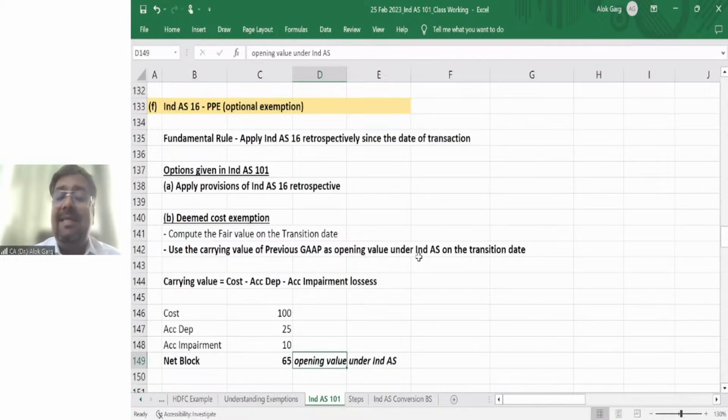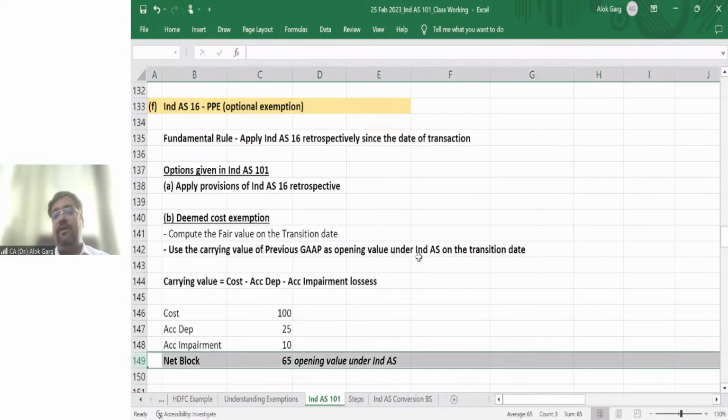So if the company is availing the deemed cost exemption and is taking the carrying value under previous GAAP as the opening value under Ind AS, then if subsequently there are positive indicators, the earlier impairment loss cannot be reversed, right? Why? Because this has become a cost now. This has become a cost under Ind AS. Understood? Clear?